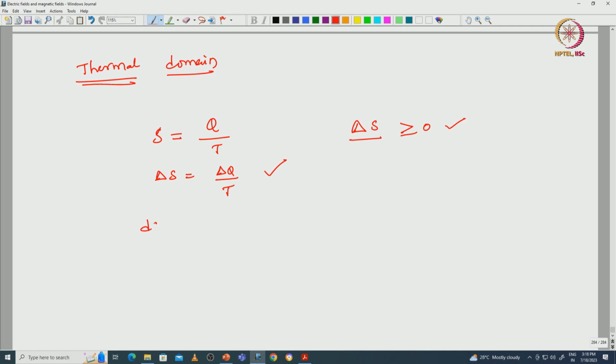And flow variable in the thermal domain is nothing but dS by dt, that is nothing but d by dt of Q by T, which will give joule per degree Celsius into seconds. Joules per second we can consider as watt per degree Celsius. So, these are the units of entropy.